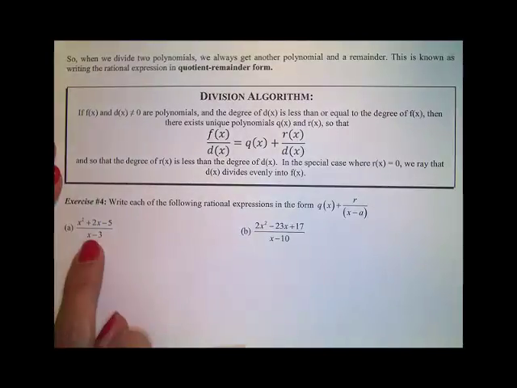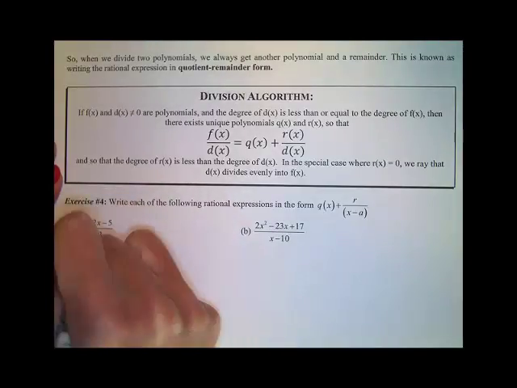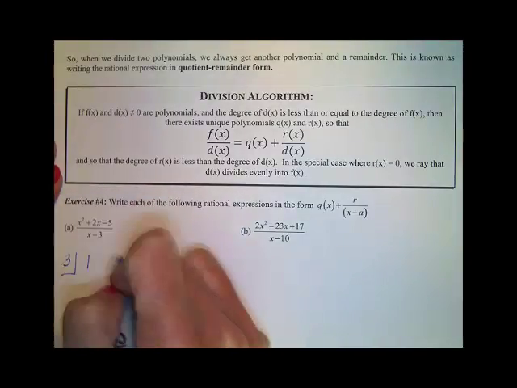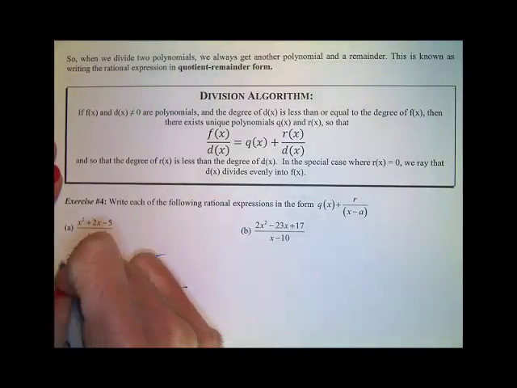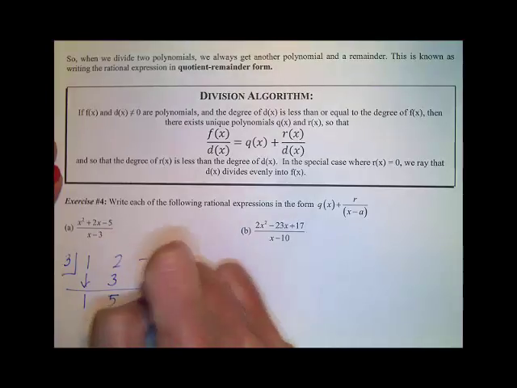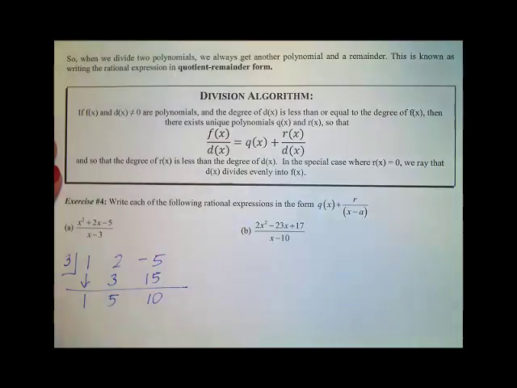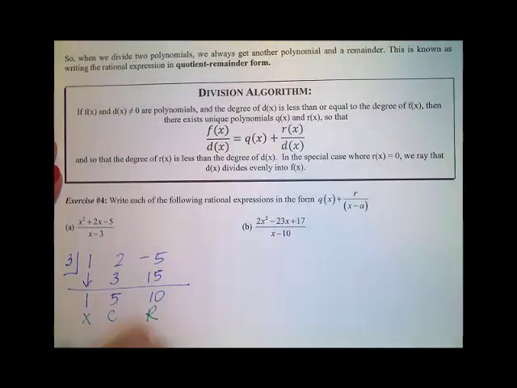So if my factor is x minus 3, my root is 3. My coefficients are 1, 2, and negative 5. Bring down the 1, multiply, add them together, multiply, add them together. Because I divided x squared by x, this is my x, this is my constant, this is my remainder. So my answer is x plus 5 plus 10 over my divisor, which is x minus 3.